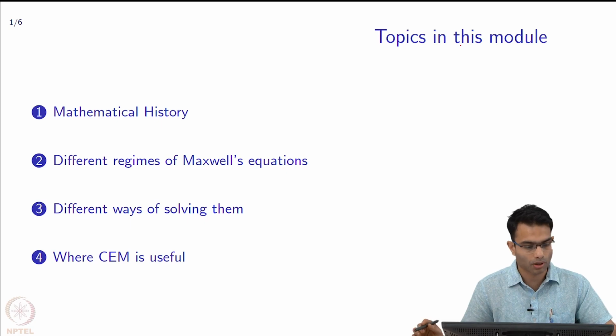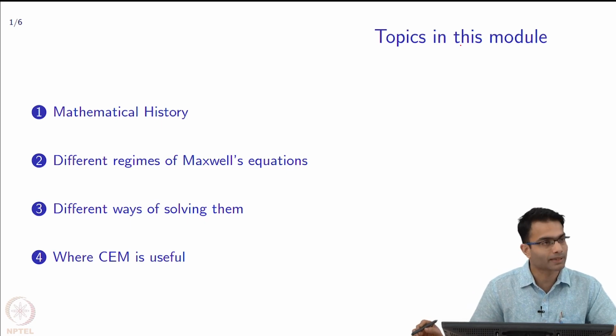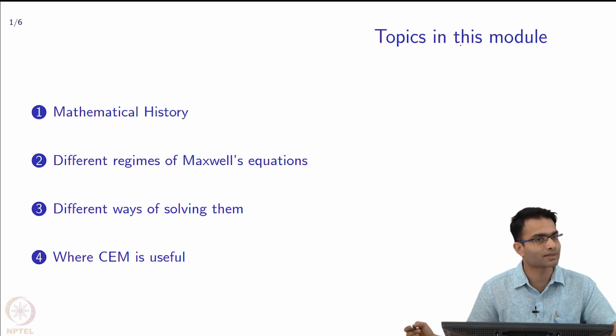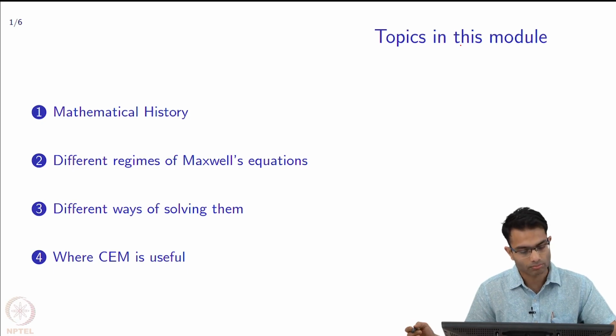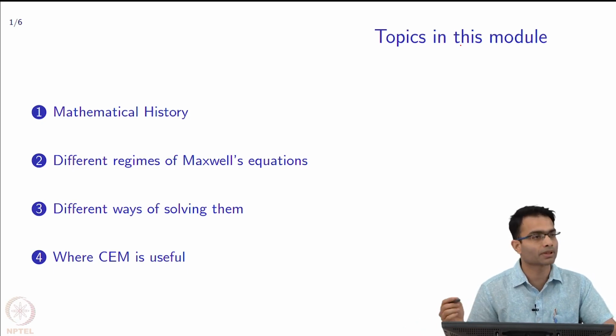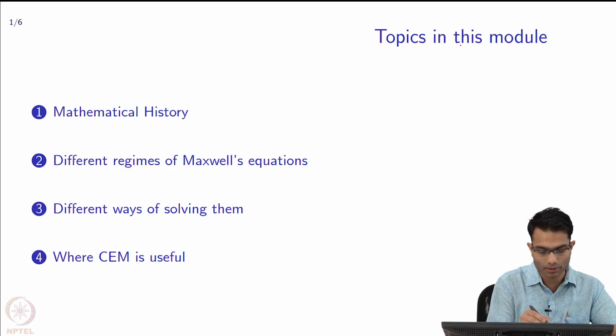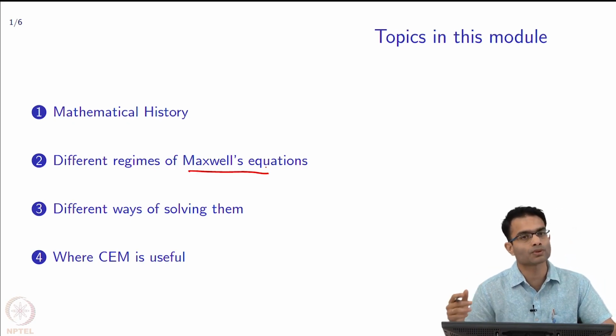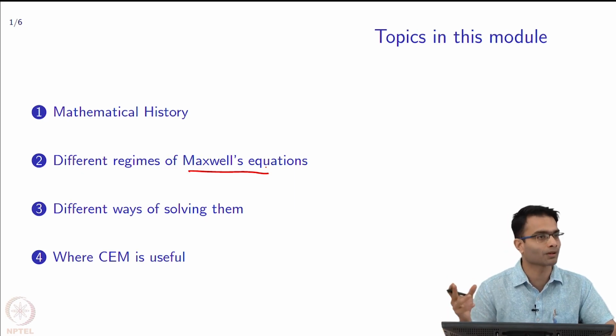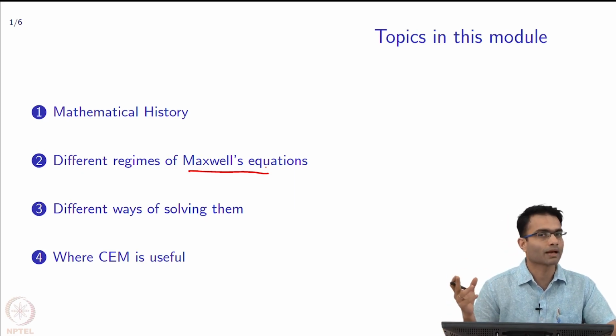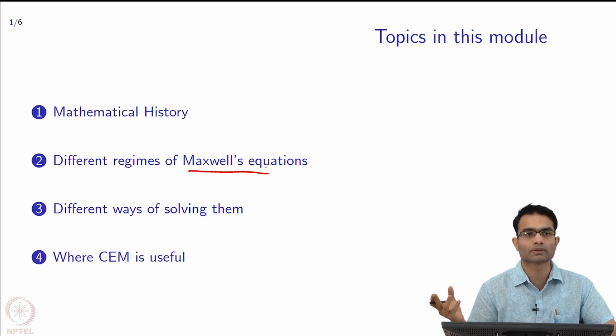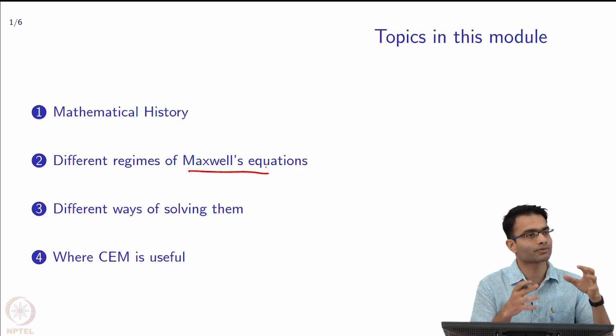So this is the broad outline. We'll start with a mathematical history of where this field has come from. Then the equations, everyone knows that in electromagnetics the equations are Maxwell's equations. So there are several ways of solving Maxwell's equations that you would have heard of, various different methods. So when should one use which method, right? So we will find out what are these different kinds of regimes of physics in which different methods get applied.